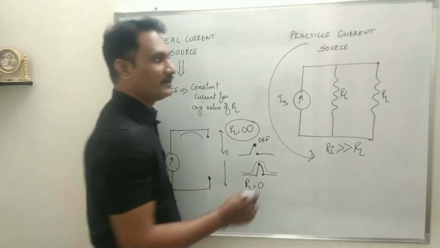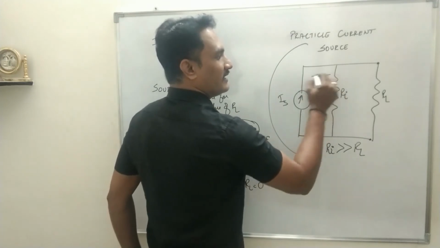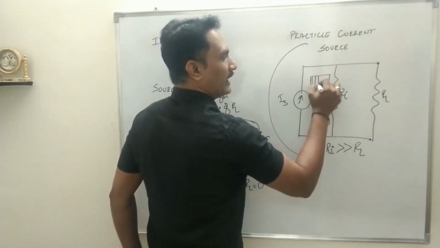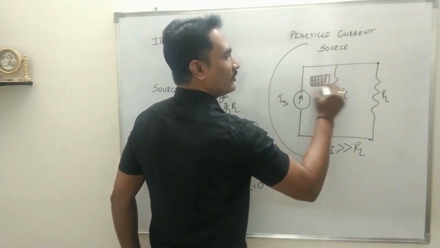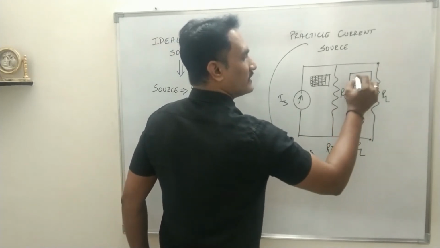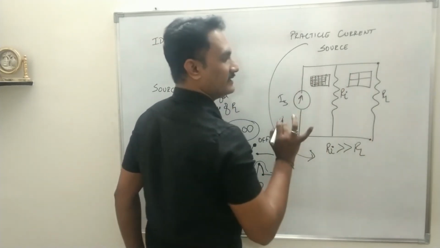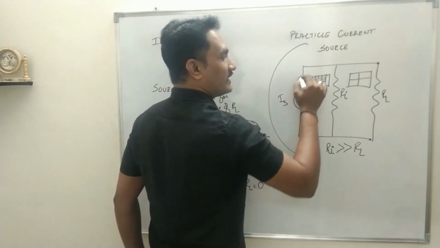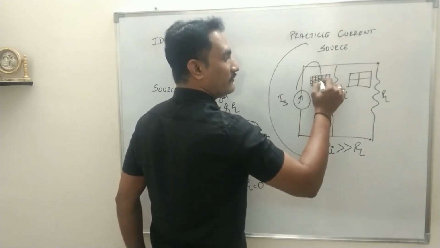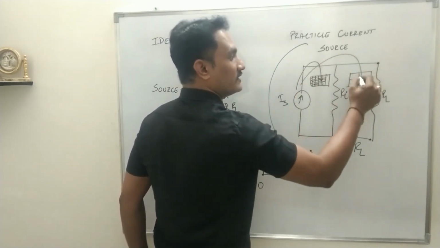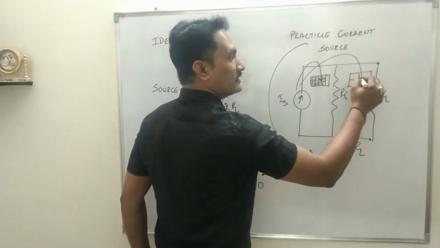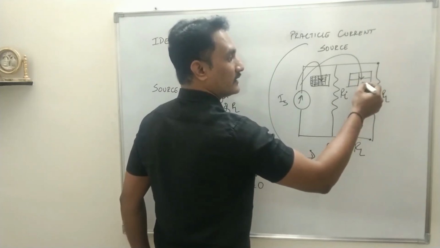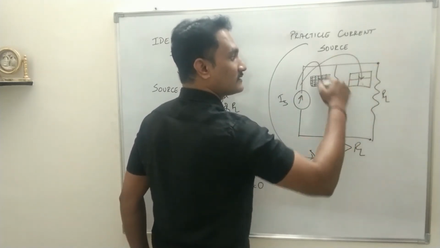What will happen if the resistance is very high? I will just show it by a congestion. The same box is there, and like this. If the current has to flow through this, it will have a large amount of opposition. If this current has to flow through this, there will be less opposition. That means current will always take the least resistance path.